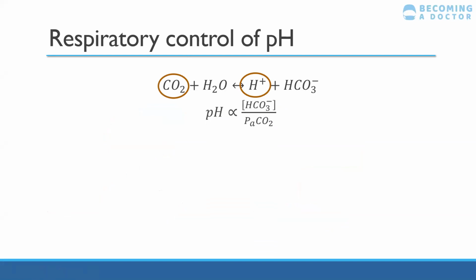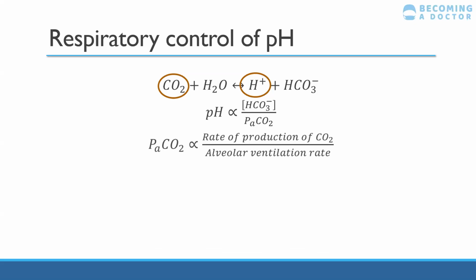So what you get is that pH is determined by the carbon dioxide level in the blood. If you get an increase in CO2 levels, you get a decrease in pH. And if you get a decrease in CO2 levels, you get an increase in pH. Now, CO2 levels are directly proportional to the rate of production of CO2 over the alveolar ventilation rate. Basically, this means that ventilation changes the pH, the concentration of CO2 in the blood.